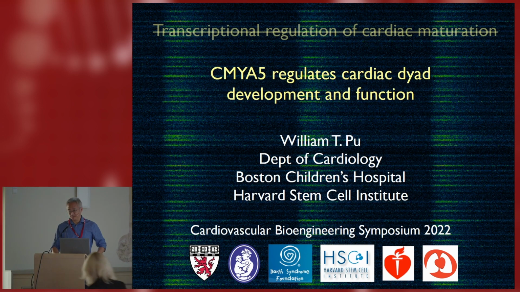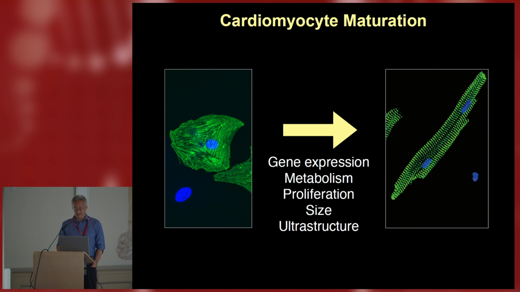So I'm going to talk about a protein that we found that regulates the assembly and function of cardiac dyads. We've heard a lot in this conference about cardiomyocyte maturation. Of course, this is trying to understand how you get from a fetal or neonatal cell like this to an adult cardiomyocyte like this. This involves changes in many different aspects of the gene expression and function of these cells.